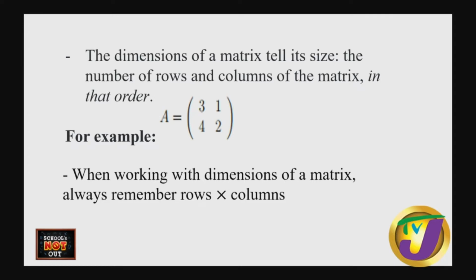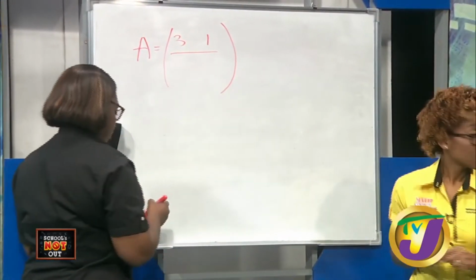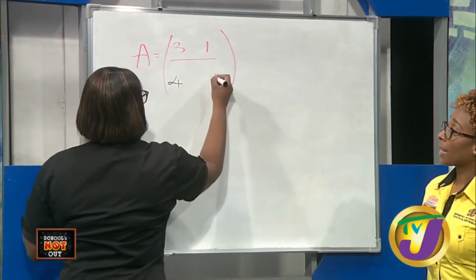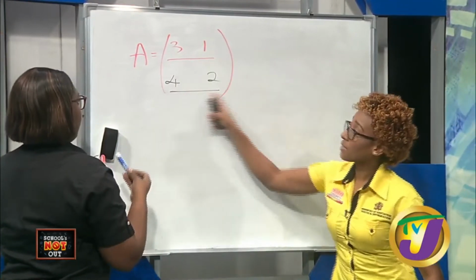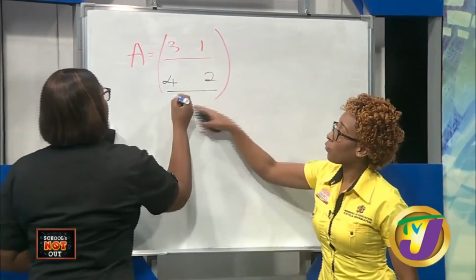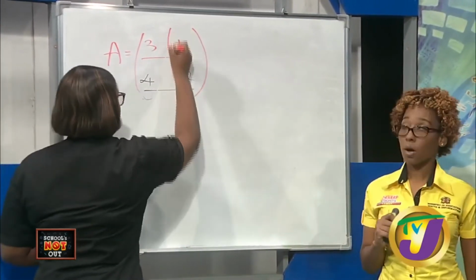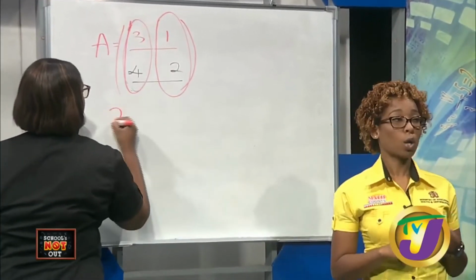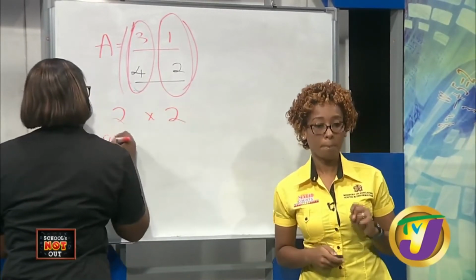So we have 3 and 1 will be a row, and 4 and 2 will be our second row. So 3 and 1 will be one row. 4 and 2 will be the second row. And then 3 and 4 will be one column. 1 and 2 will be the second column. So in all we have 2 rows and we have 2 columns. So this matrix will be called a 2 by 2 matrix.